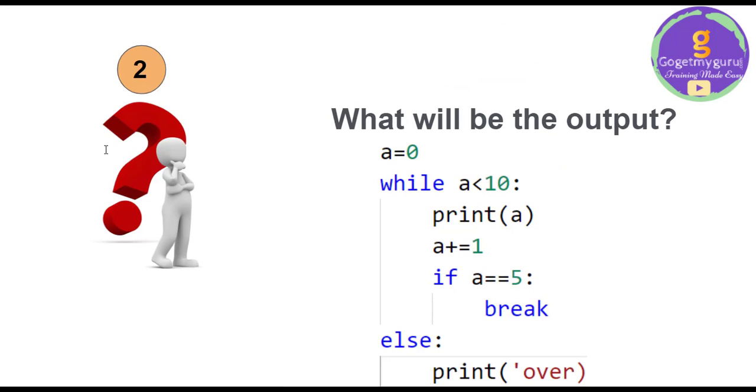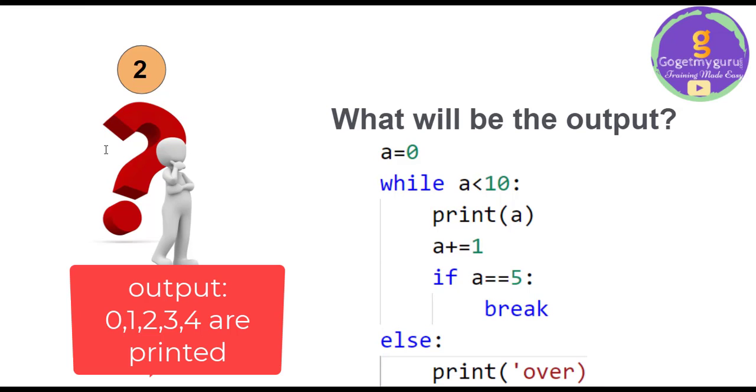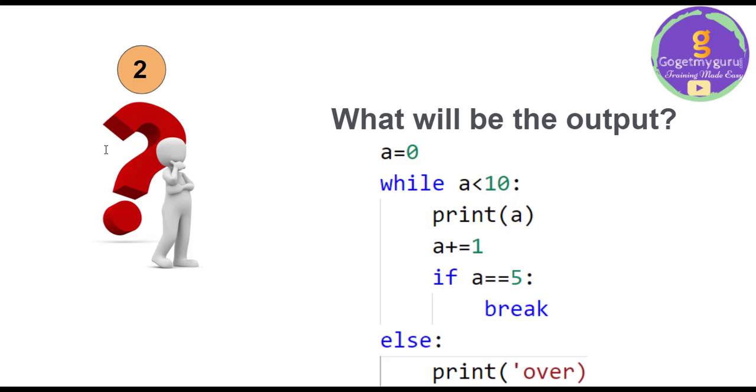So what will be the output of this program? Here I am using a while loop to check whether the value of a is less than 10. So the output of this program will be that the else block will not be executed. That is because we are using a break statement here. So the output we'll get is 0, 1, 2, 3 and 4 because here I am telling a condition: a is equal to 5, break this loop. Let's run this code and check whether we get 0 to 4 values.